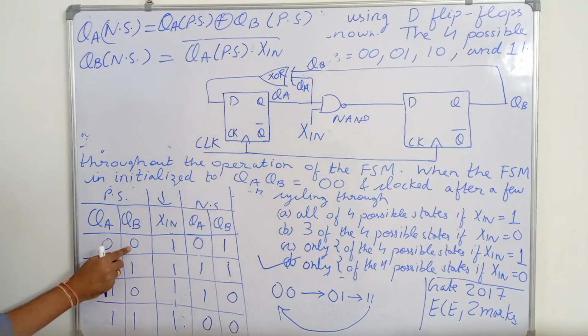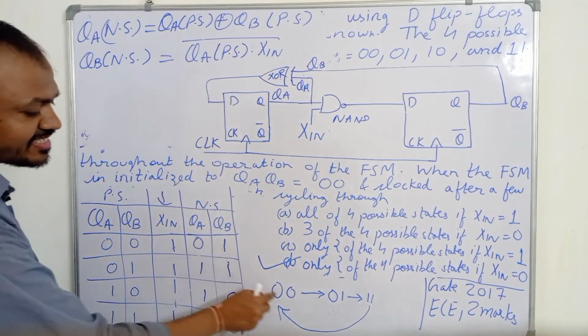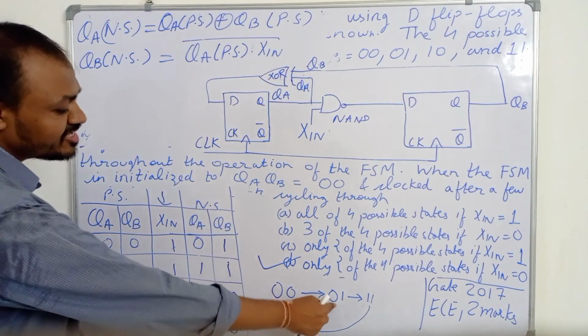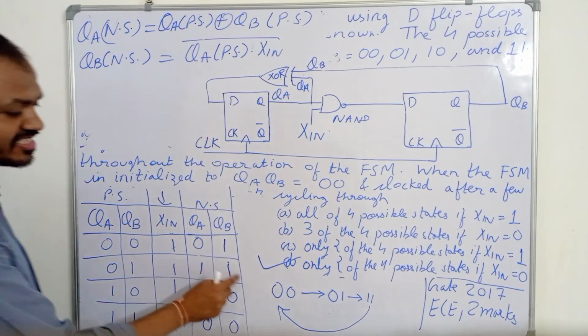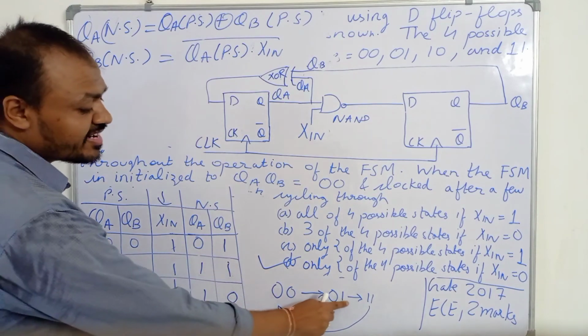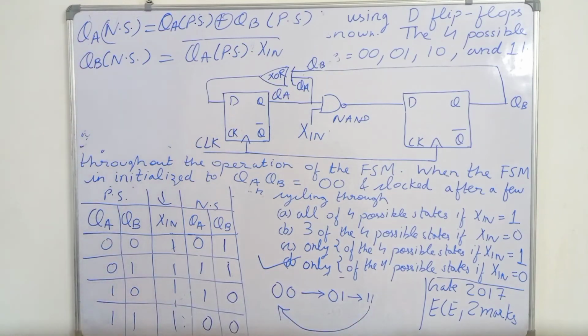So when present state is 1 1 and input is 1, then next state is 0 0. When present state is 0 0, input is 1, next state is 0 1. Present state is 0 1, input is 1, next state is 1 1. So when x in is equal to 1, then three states are possible.